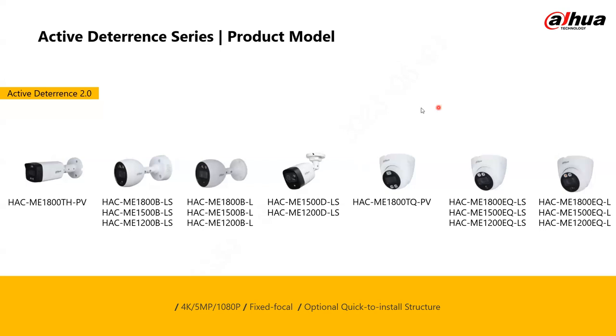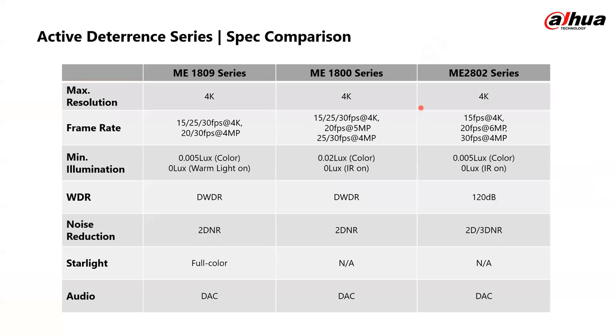So let's just focus on this first of all. For the active deterrence series, let's take a look at the specification comparisons for the products. We have the maximum resolution, that's 4K resolution, the 8MP, with different frames per second that support real-time imaging. These products will have the minimum illumination, just to ensure that during times where we have little or no light, the product will still provide better image quality.